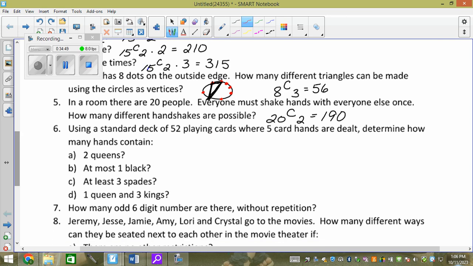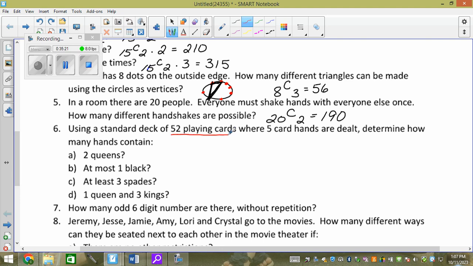We're getting to cards. When we do cards, is it a permutation or a combination? Combination, because when cards get into your hands, what's the first thing you do? You organize them, move them around. So did the order in which you were dealt matter? No. So, using a standard deck of 52 cards where 5 card hands are dealt, this one's a 5 card hand. Remember, it could be a 3 card hand, a 6 card hand. It could be whatever they want it to be, so we have to read properly.